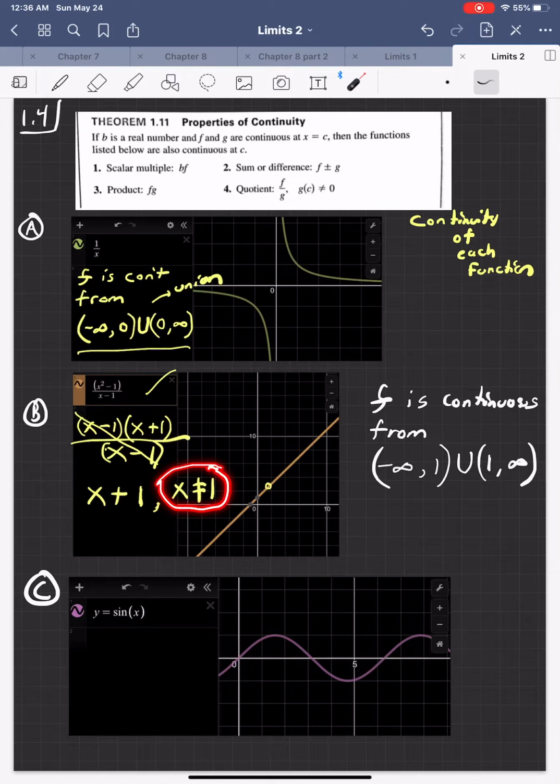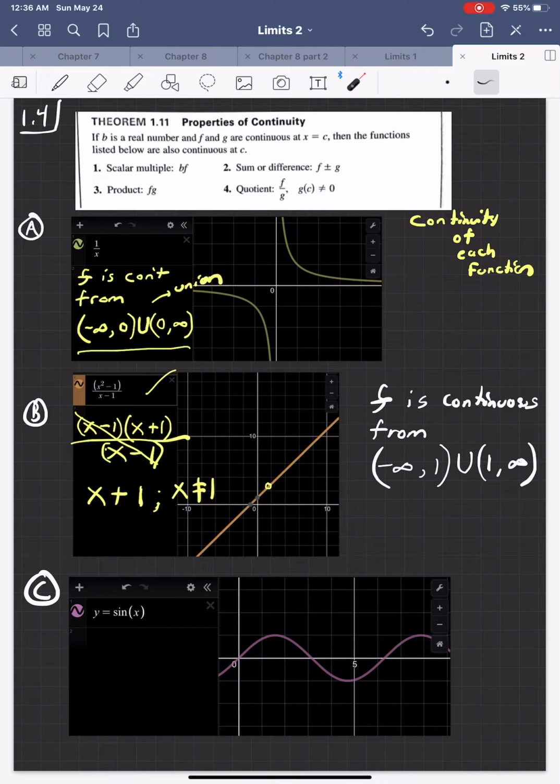X cannot equal 1. Is that removable or non-removable? Come on, say it out loud. There's no one listening. Right, that is a removable discontinuity because you could, for lack of a better word, fill in the hole by redefining a single point. So this would be a removable discontinuity.